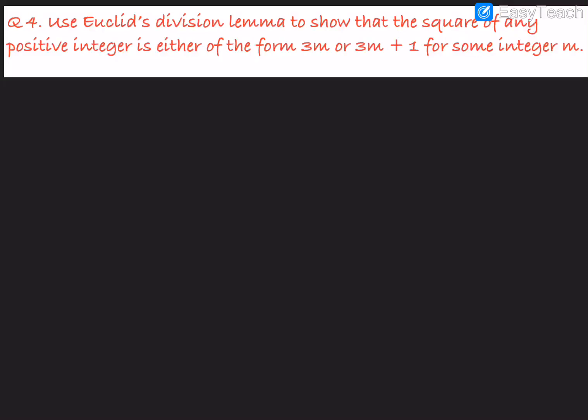इस वीडियो में हम एक्सरसाइज 1.1 के क्वेश्चन नंबर 4 एंड 5 डिस्कस करेंगे। क्वेश्चन नंबर 4 कुछ इस प्रकार है। यूज यूक्लिड्स डिवीजन लेमा टू शो दैट द स्क्वायर ऑफ एनी पॉजिटिव इंटीजर इज आइदर ऑफ द फॉर्म 3m और 3m plus 1 फॉर सम इंटीजर m. Let us proceed.